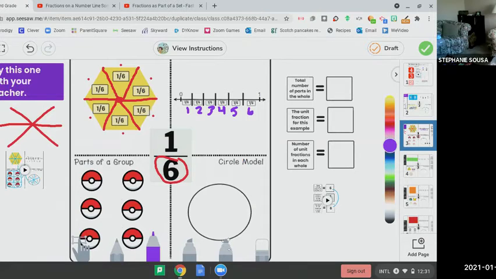Zero to 1 is the whole where we start. The denominator tells us how many parts.